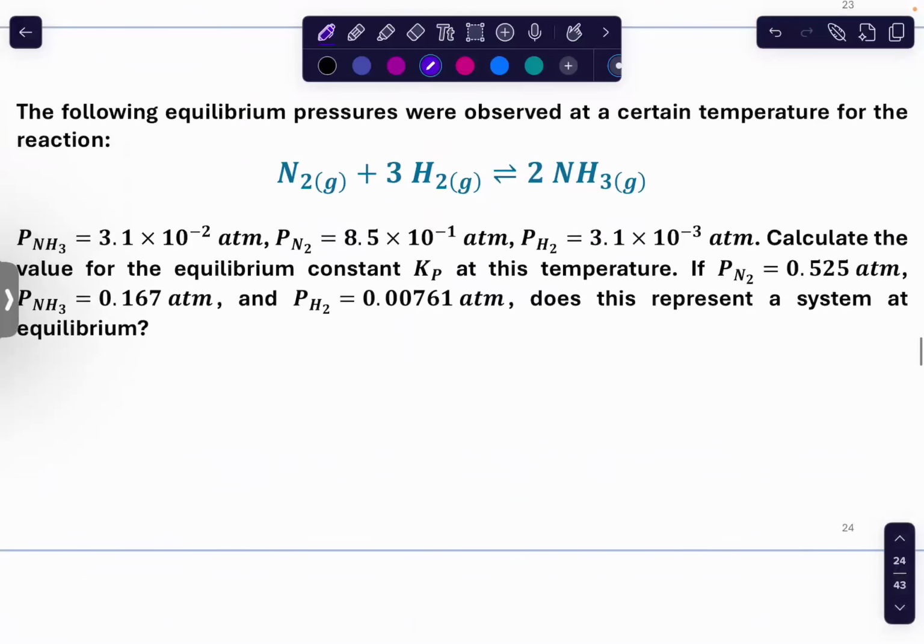Now, here we have the same reaction. It's all gases. And so you're told, well, let's see, we have equilibrium pressures to start with. And then we have different pressures, and the question is this: is this second system in equilibrium? Okay, so the system we're actually studying is this one right here. And it's like, is this equilibrium? Okay.